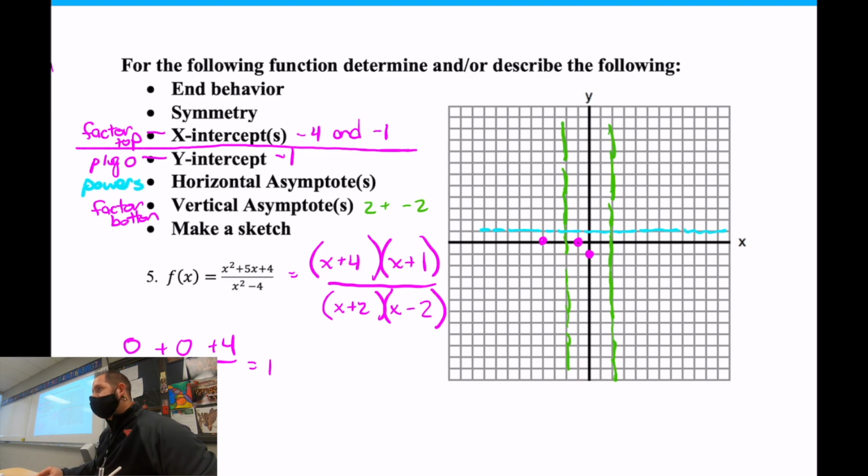If the top's bigger by 1, we have to do the slant, but that's not going to be on the test. I'm not going to put a long division problem on there because it takes too long. It would actually give you the equation in slope-intercept form, y equals, but we don't have enough time.